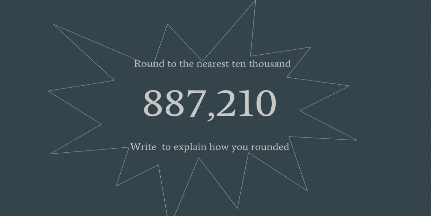One last problem for you. I would like you to round this number to the nearest 10,000. 887,210. Write with words to explain how you rounded. Go ahead and pause this and start when you are ready.